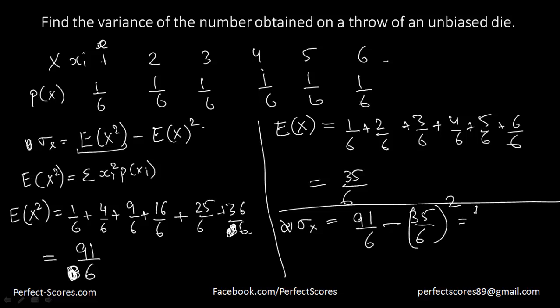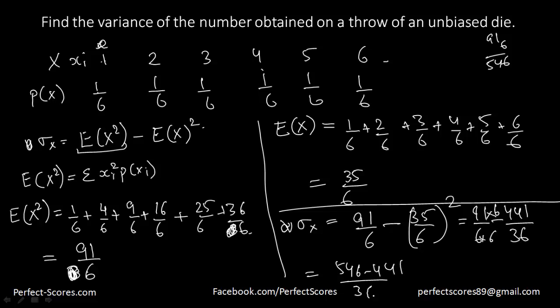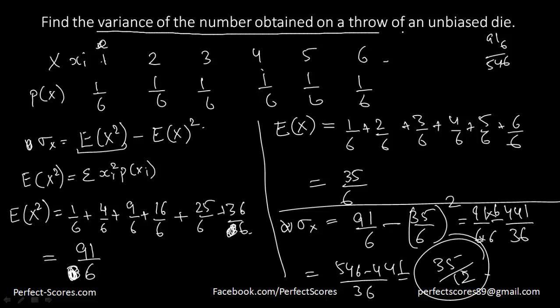So this over here is going to be 91 by 6 minus 49 by 4, bringing them to a common denominator, which gives 35 by 12. So this is the variance of this probability distribution, that is, on an average, the spread between the terms is actually equal to this.